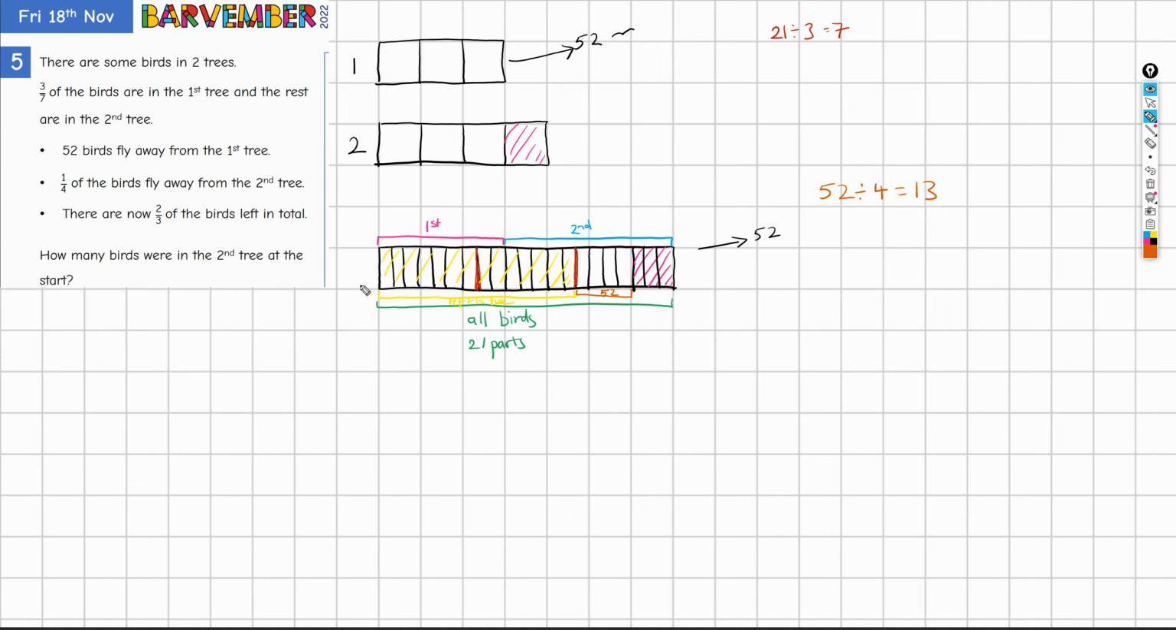Now, what are we asked? We are asked how many birds were in the second tree at the start. Well, this is the second tree. We need to know how many parts there are. So 1, 2, 3, 4, 5, 6, 7, 8, 9, 10, 11, 12. We then have 12 parts, okay, times 13 equals 156. And that's our answer. 156 is how many birds there were in the second tree at the start.